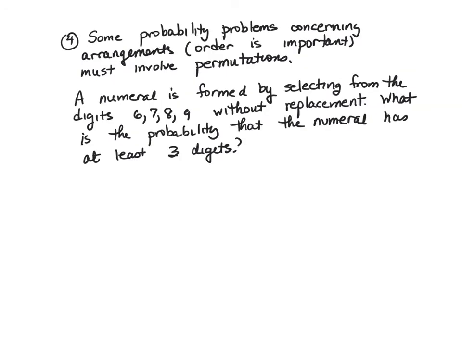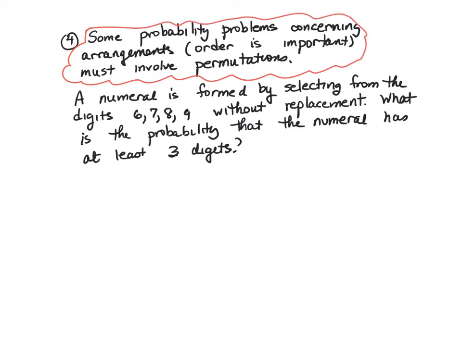Okay, there's some probability problems concerning arrangements or permutations where we must use permutations, and that's illustrated in the next problem. Okay, so a numeral is formed by selecting from the digits 6, 7, 8, and 9. Okay, let me just write this and put a cloud over it. Without replacement. So we're forming a number from these 4 digits. What is the probability that the numeral has at least 3 digits?